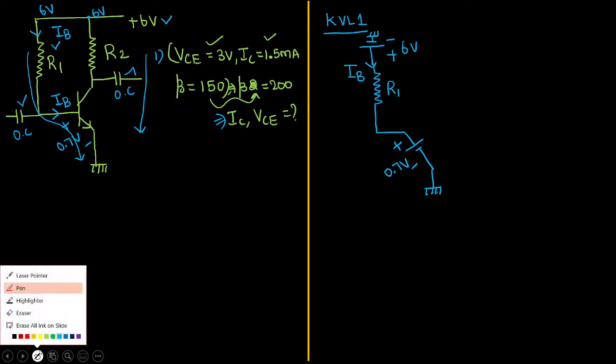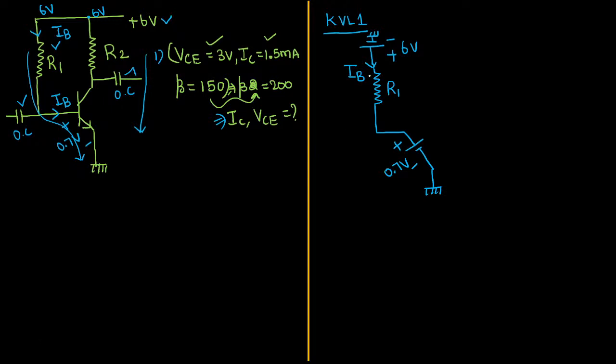Yes. Now if we apply KVL, current entering point is plus, leaving point is minus, and this voltage drop can be written as IB into R1 according to Ohm's law. While applying KVL, how will you write the equation? Minus 6 voltage plus base current IB into resistor R1 plus 0.7 equal to 0. First conclusion. From this I can write further.